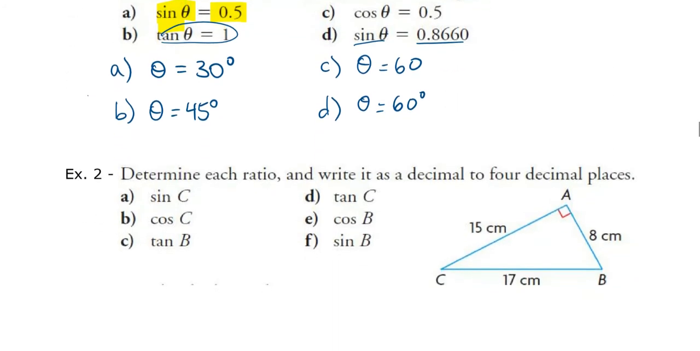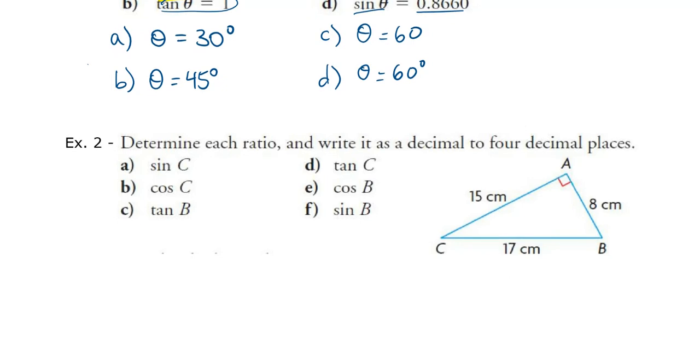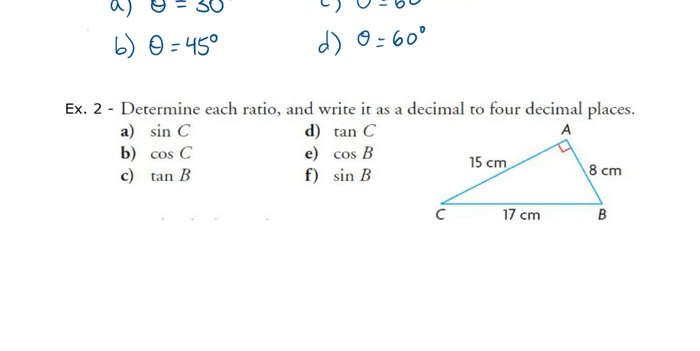Okay, example 2. Determine each ratio and write it as a decimal to 4 decimal places. So again, the sine ratio, if you remember the SOHCAHTOA mnemonic, you can write it here for reference. SOHCAHTOA. Sine of the angle is equal to the opposite side over the hypotenuse. So if I look at angle C as my reference angle, the opposite side is 8, the hypotenuse is 17. So for part A, the ratio is sine of C is equal to 8 over 17.